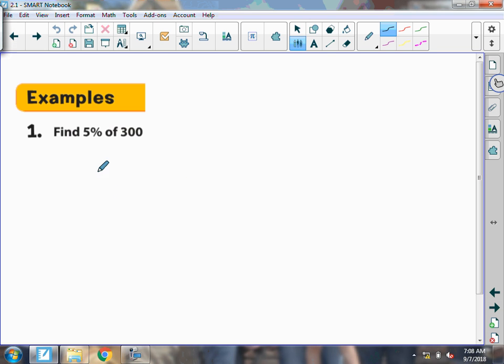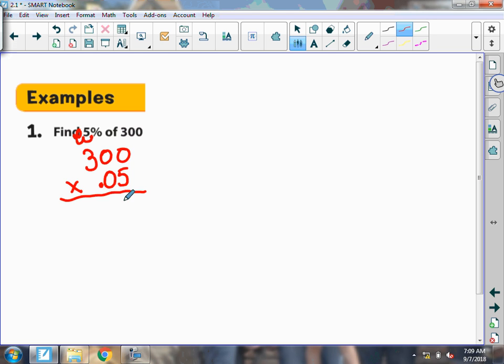Okay, so we have to get rid of our percent first. So if you remember from yesterday, we do that. We have our decimal at the end here. So we do that by moving our decimal 2 places to the left. So we have to add a 0. So it's 0.05. And we need to multiply this by 300. 300 is larger, so I'm going to put it on top.